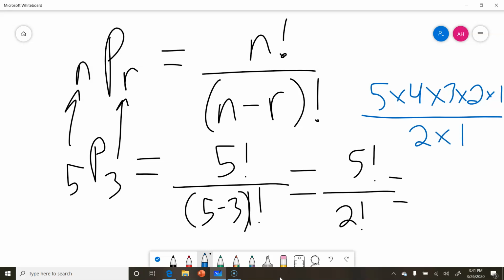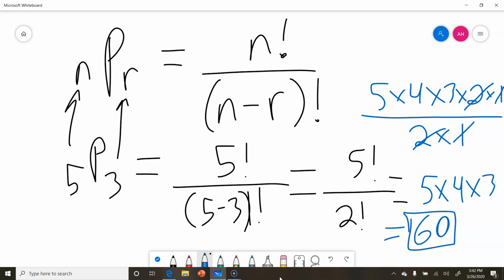Now, when we divide, we cancel out what is the same. So the 1s are the same, cancel them out. The 2s are the same, we cancel them out. Which leaves us with 5 times 4 times 3. You do that on your calculator and you get 60.